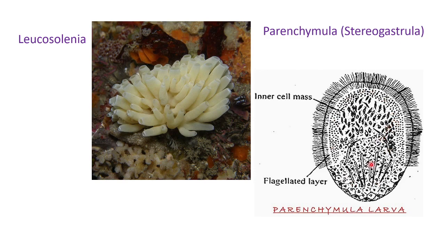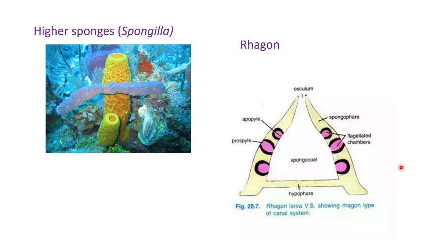Parenchymula consists of anterior cells with a large number of flagella, while the posterior cells lack flagella. So inside it is very solid, a solid larva, while amphiblastula contains a cavity inside called the blastocoel. This solid larva has flagellated cells in the anterior portion, and the posterior portion lacks flagella.